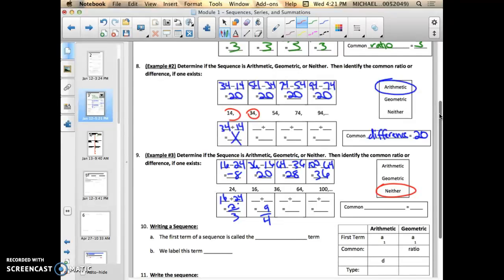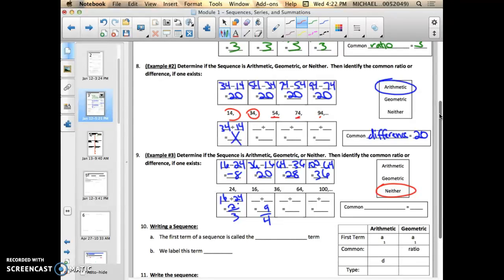Then I moved to the third term, 54, and subtracted the second term from it, because you just pick one term and subtract the one before it. 54 minus 34 is 20. Then I tried 74 minus 54, which is 20. And finally 94 minus 74 is 20. So in other words, the difference between each one of these terms is 20, and you add 20 each time to get to the next term.